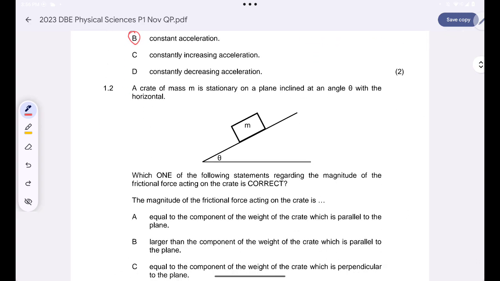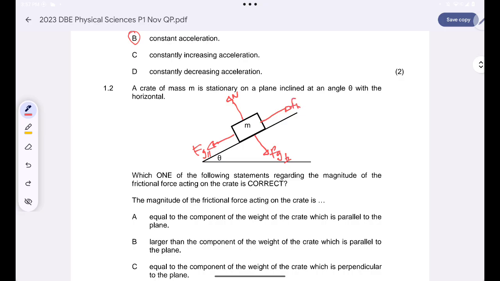Okay, and then we are told that the crate of mass m is stationary on a plane inclined at angle theta with the horizontal. Which one of the statements regarding the magnitude of the frictional force acting on the crate is correct? If you can draw a free body diagram, right? You'll have your gravity parallel here, and then you'll have your frictional force. You'll have your gravity perpendicular, FG perpendicular, FG parallel, and then you'll have the normal force.